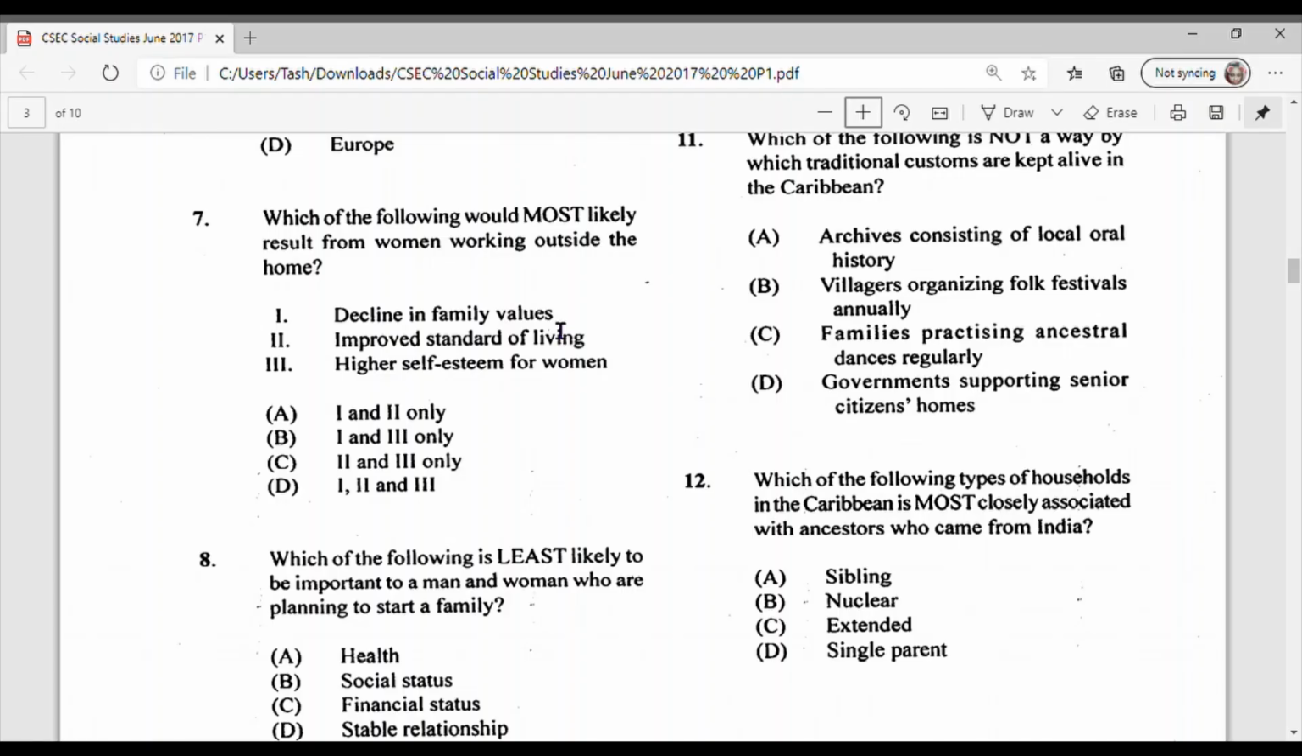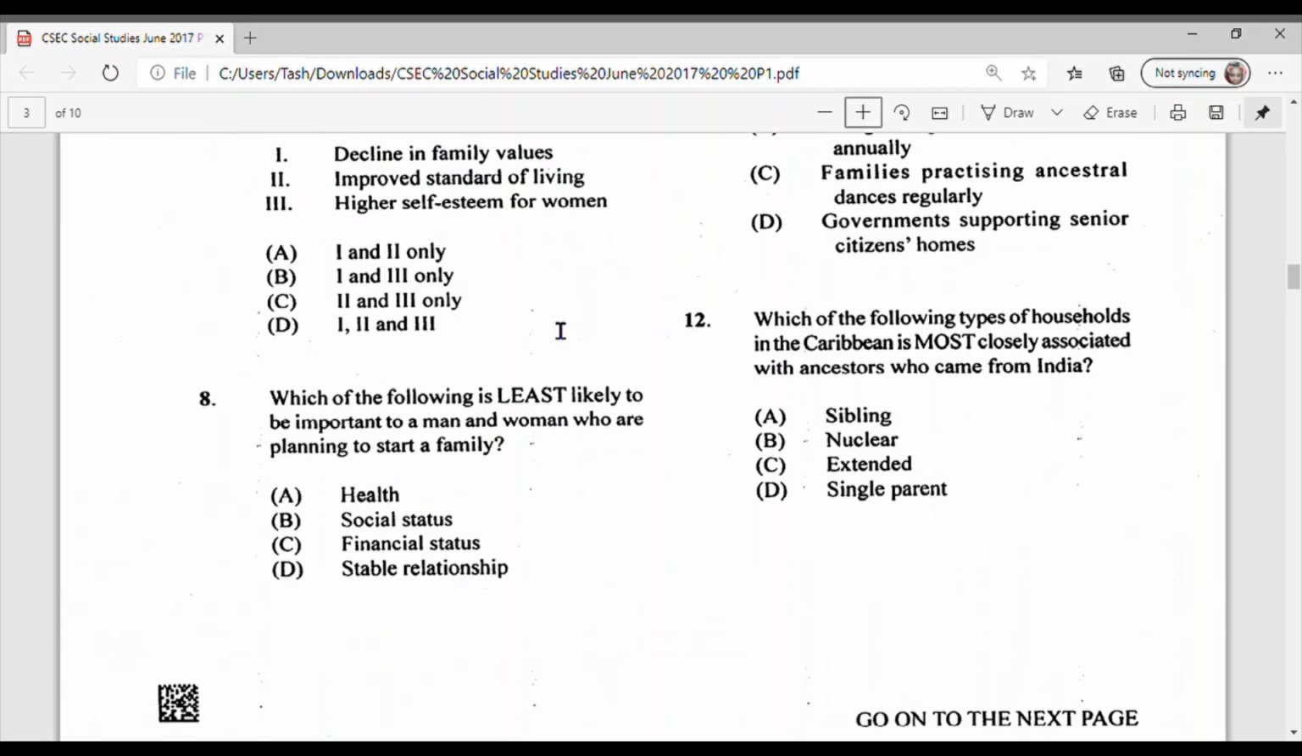For number 8, which of the following is least likely to be important to a man and woman who are planning to start a family? So you're planning to start a family, so you're planning to have children. Yes, you have to think about your health status. Social status, that is basically considering what your standing is in society. Not so much. You don't necessarily think about that when you are planning on having a child.